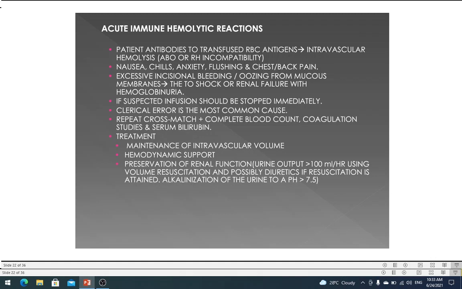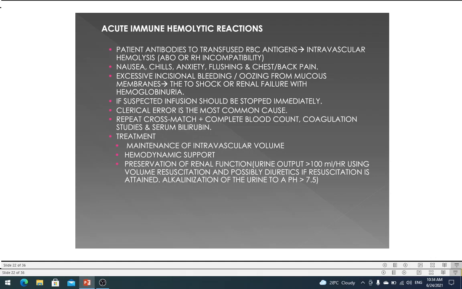What you do is you maintain good hydration. The kidney is the thing that usually fails first. So you get hemoglobinuria, you understand? Because of the breakdown of the RBCs, you get hemoglobin. So you will maintain intravascular volume. You will give general support, so BP will be supported and all that. Hemodynamic support. And I told you the idea is to preserve the renal function. So for this, hydration is the most important thing. You can probably use diuretics and alkalinize the urine.